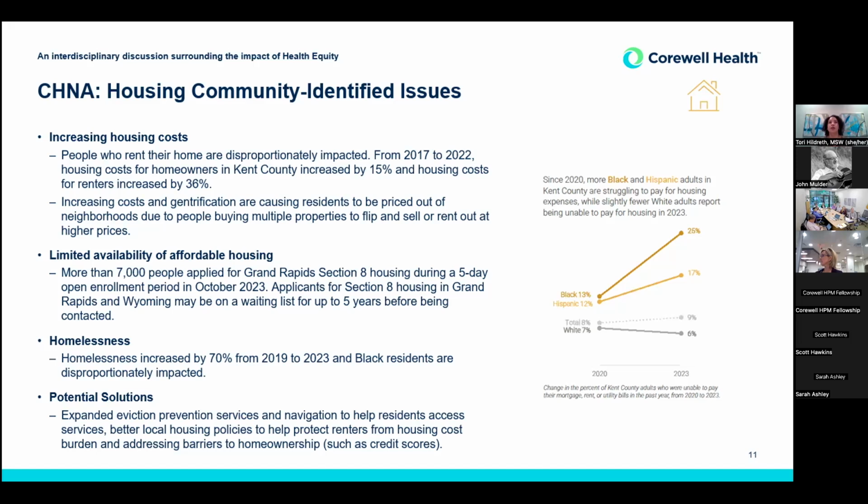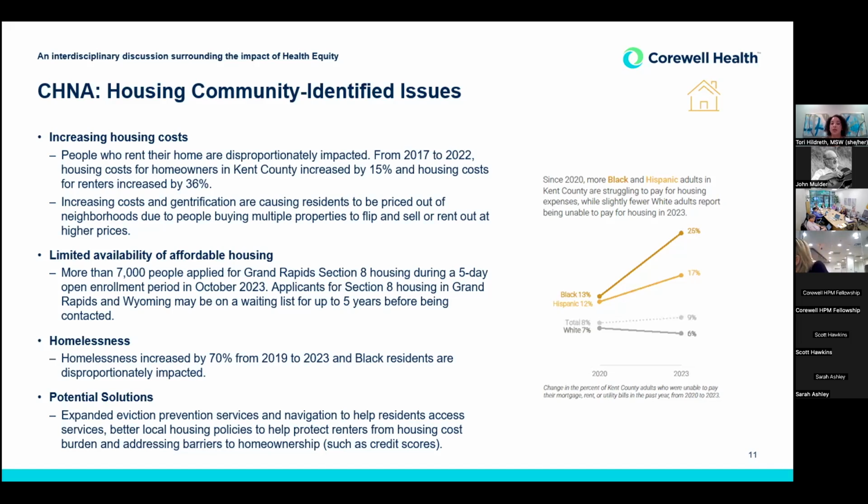A lot of our patients also have housing instability. So more than 7,000 people have applied for Section 8 housing during the 5-day window. That is a lot of different people. And Grand Rapids and Wyoming can have a wait list of up to 5 years before being contacted. I know firsthand the patients that are worried that they won't find stable housing before something happens or they become homeless. So then thinking of homelessness, that has also increased 70% from 2019 to 2023, and Black residents are disproportionately impacted.